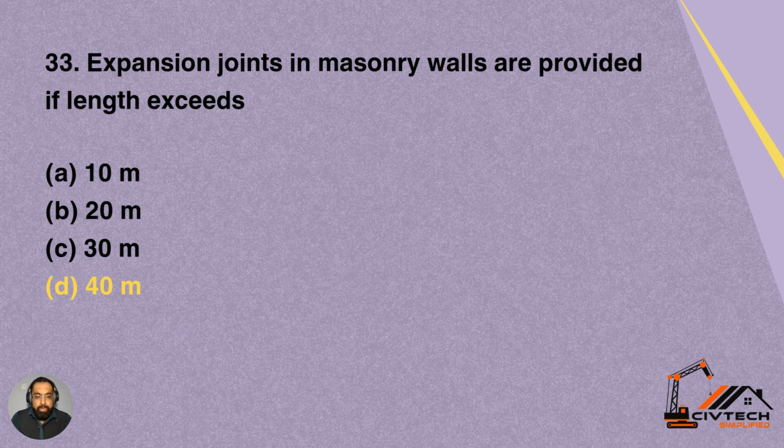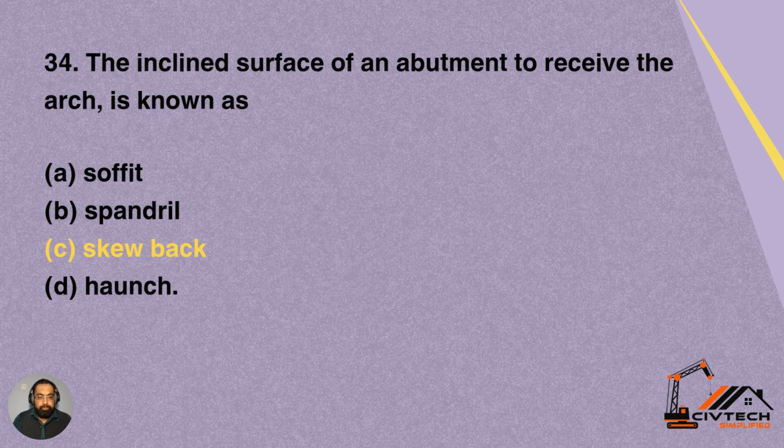So option D is correct, which is 40 meter. So normally in masonry wall, the expansion joint is provided always at least at 40 meter.